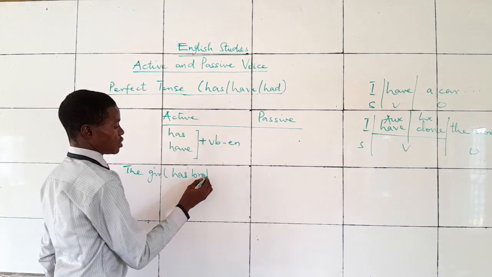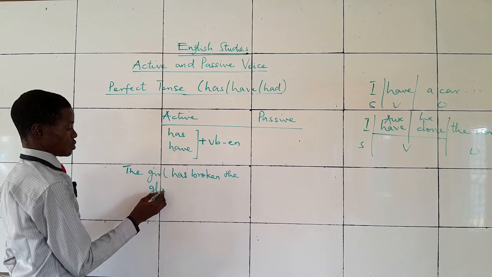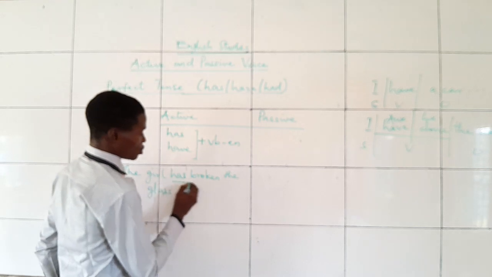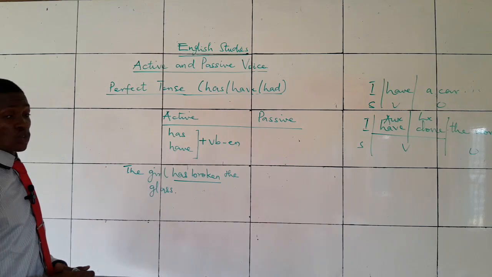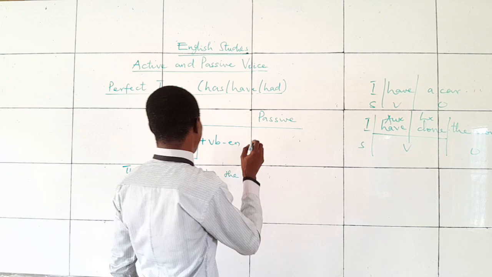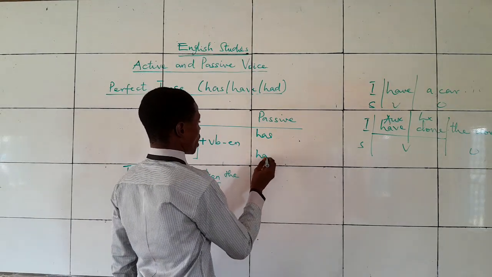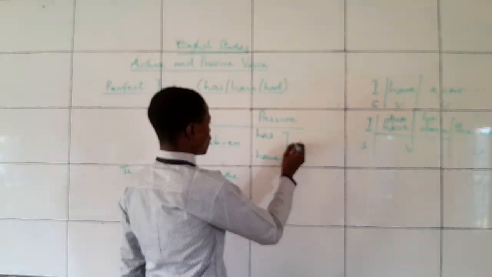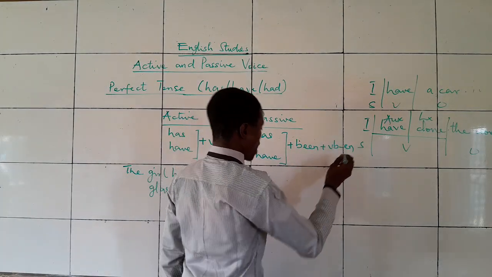The girl has broken the glass. Has broken happens to be our finite verb. How do we convert this to passive? Let's go back to our rule again. When we have has and have plus verb en, what do you do now? You just need to add this format. We have our has and we have our have, depending on what structure comes afterward. Now, we now have plus been plus verb en.